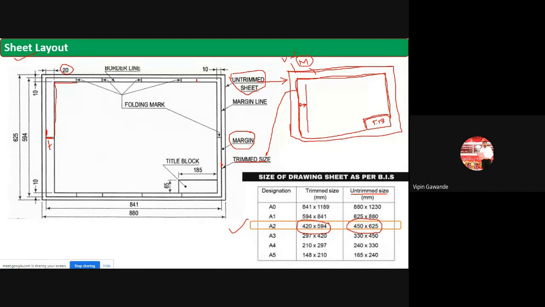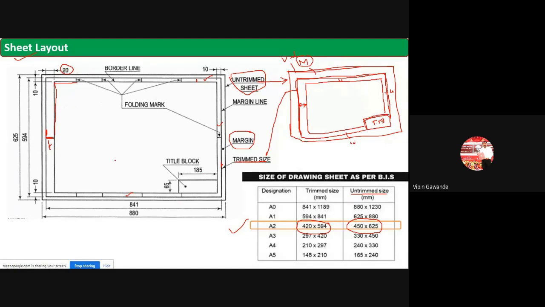Then afterwards, for all the corners, we have to take 10 mm distance. With this line, this is 10 mm distance, and with this line also, it is 10 mm distance. So this is 10 mm, this is 10 mm, and this is also 10 mm. But here, this is what? 20 mm distance. So that you have to remember. So 20 mm from here, and 10 mm, 10 mm, 10 mm.